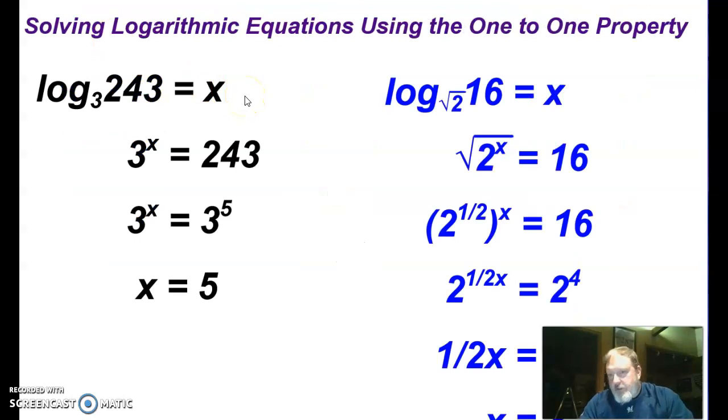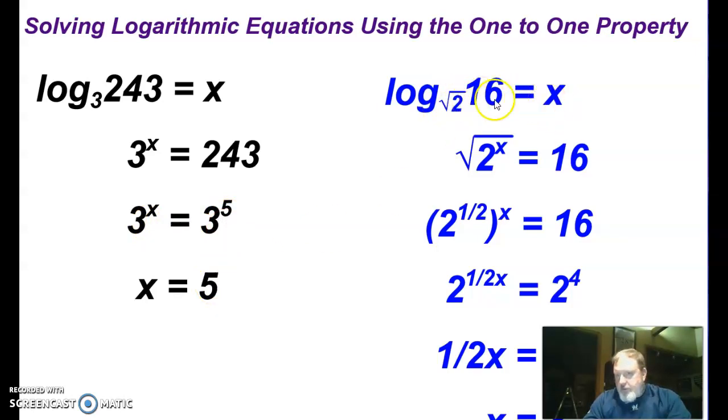All right, so that's how we're going to solve our logarithmic equations. Now you can see we're going to change this back to an exponential. And now this is just like the previous slide. We're going to change 243 to a power of 3. That's 3 to the 5th. So then x has to be 5.